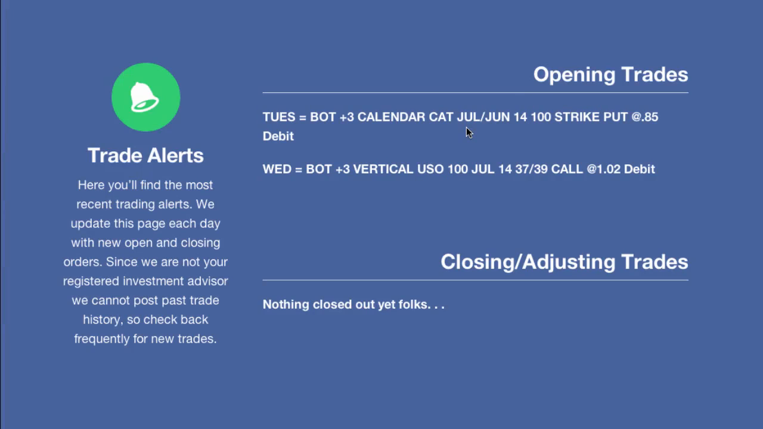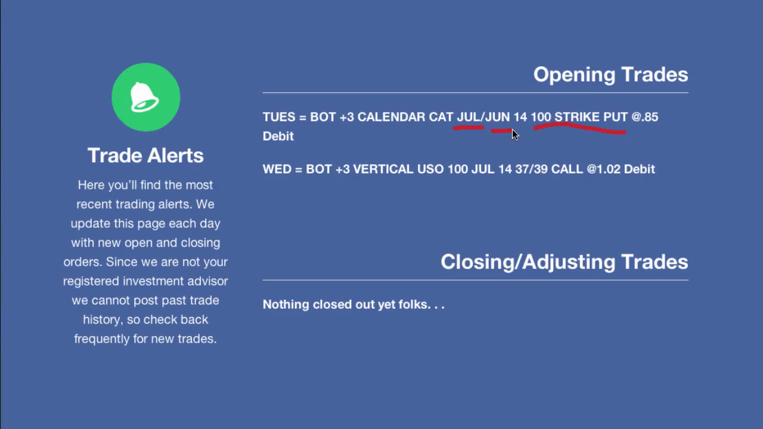But again, just to recap, what we're doing with this calendar spread is we're going ahead and we're buying the July 100 strike put. So we're buying the back month options for July, and we're selling the front month options, which are June expiration. So we're long the longer term options, and we are short the front month, or June, options with about 30 days to go till expiration.